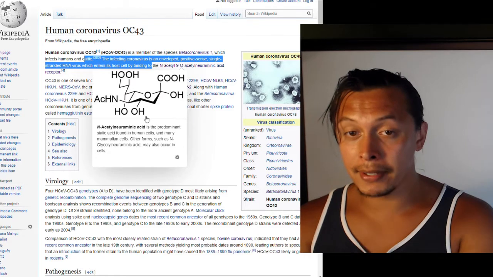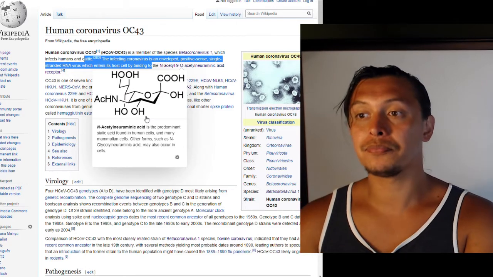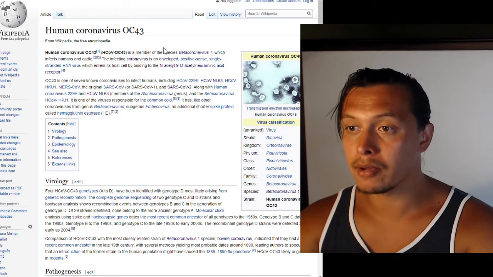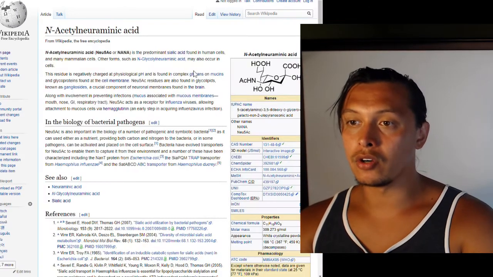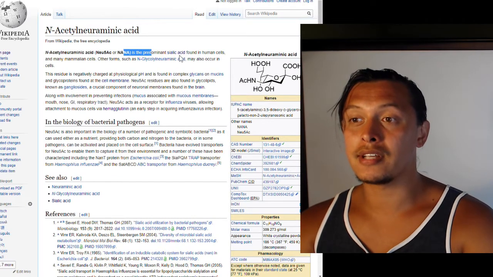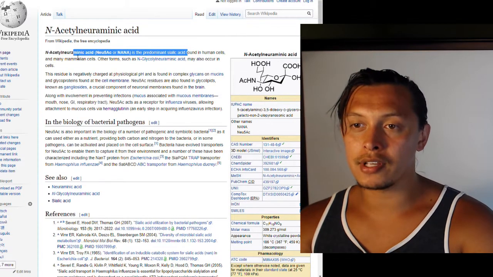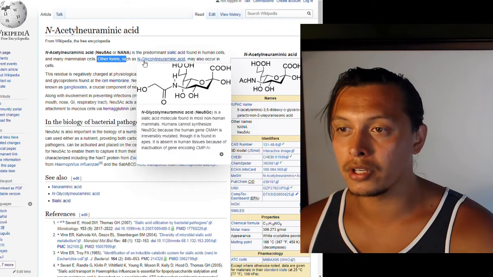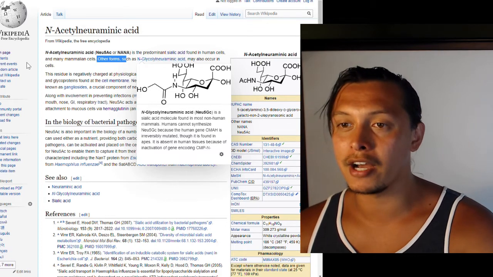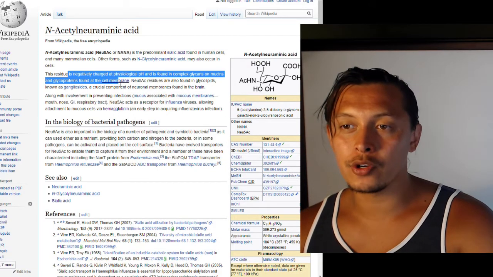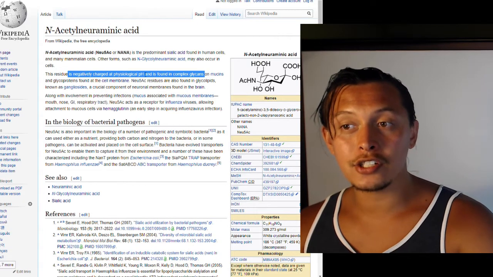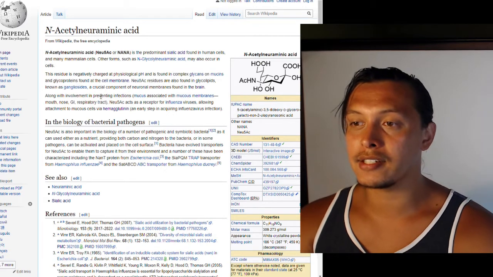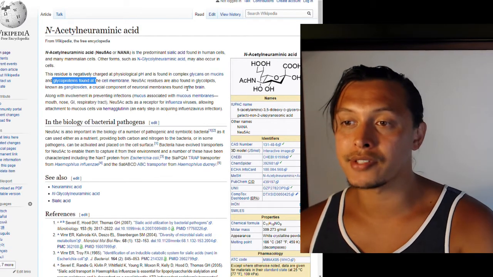And this is a common receptor that is on the surfaces of neurons, if I am remembering this correctly. So let me look. So it's a predominant sialic acid found in human cells and many mammalian cells, and other forms such as N-glycolyl neurominic acid may also occur in cells. And so the residue is negatively charged at physiological pH, and it's found in complex with glycans on mucins and also glycoproteins found at the cell membrane.